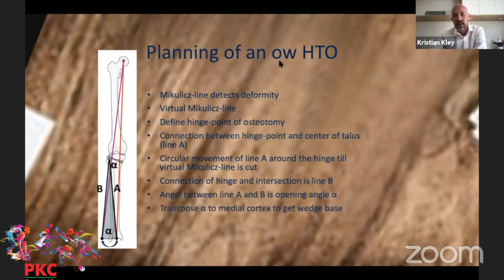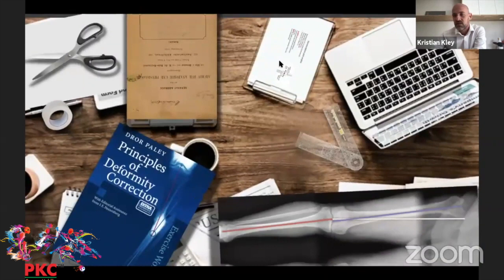Angle A is now being transposed to the medial cortex, because what you want during a surgery is not an angle. What you want is metrics, because it's hard to measure and determine an angle during a surgery, but it's very, very easy to measure a distance. So you need metrics. And on the calibrated X-ray now, you can translate, so to say, this angle by just measuring the wedge base height, and then you're equipped with a wedge base height that you want to reproduce during the surgery. So it's as simple as that.